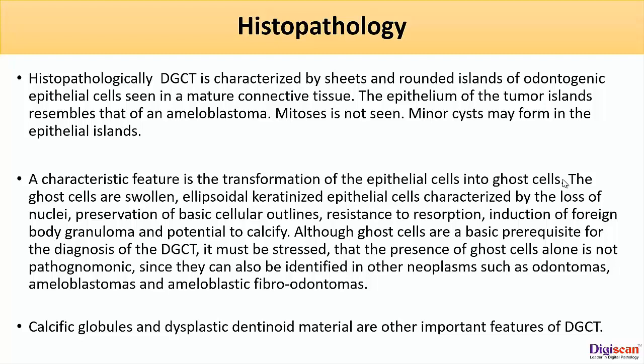Although ghost cells are a basic prerequisite for the diagnosis of dentinogenic ghost cell tumor, it must be stressed that the presence of ghost cells alone is not pathognomonic, since they can also be identified in other neoplasms such as odontomes, ameloblastoma, and ameloblastic fibroodontomas. Calcific globules and dysplastic dentinoid material are other important features of dentinogenic ghost cell tumor.